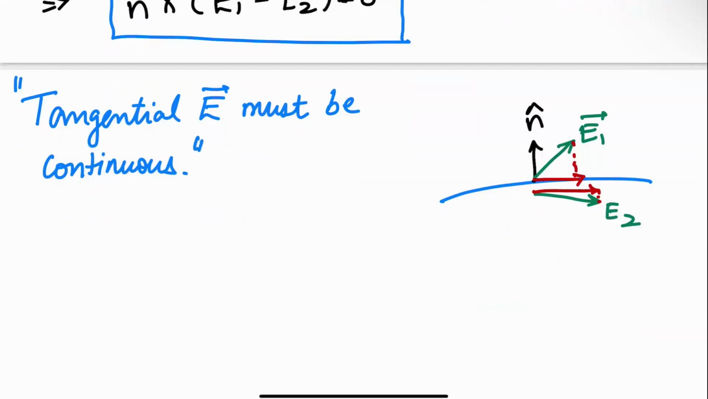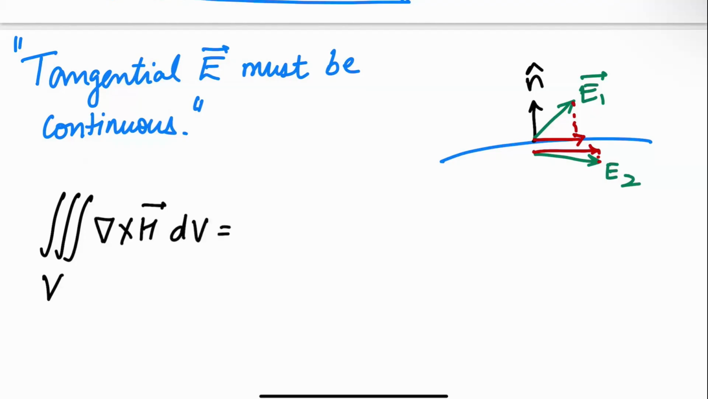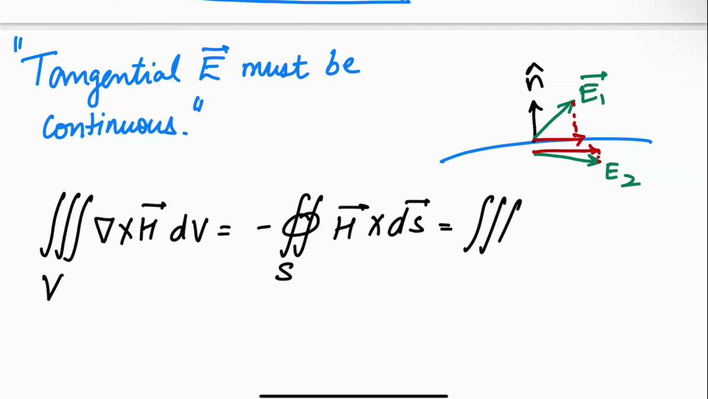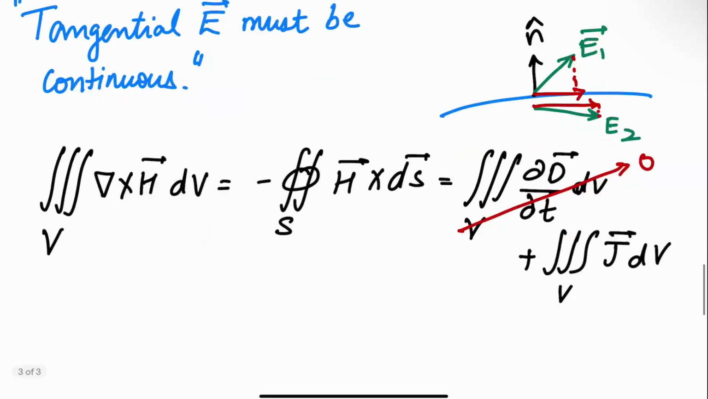Okay. So we can play the same trick with Ampere's law next. Take the volume integral of curl of H dV, which is the integral of H cross dS, which is now the right hand side, the volume integral over dD over dt dV plus the volume integral over J dV, right? And by the same argument, this term goes to zero. But we need to be careful about this.